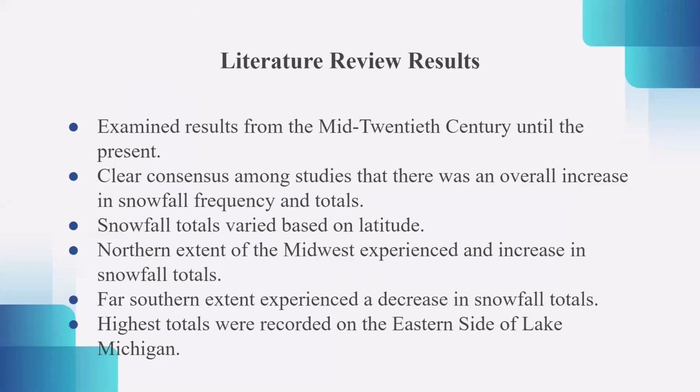Snowfall totals also varied based on latitude. So the southernmost extent of the Midwest received the least amount of snowfall, and the northernmost extent received the most. As I said, the northern extent of the Midwest experienced an increase in snowfall totals throughout this time period, and the far southern extent experienced a decrease in snowfall totals. The highest overall totals were recorded on the eastern side of Lake Michigan.